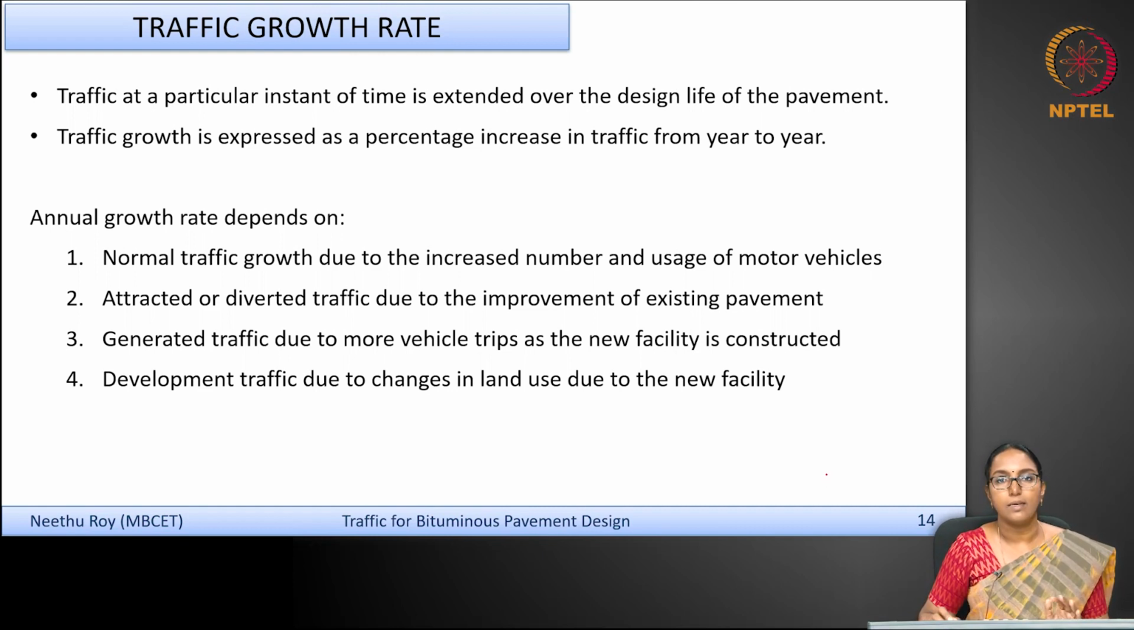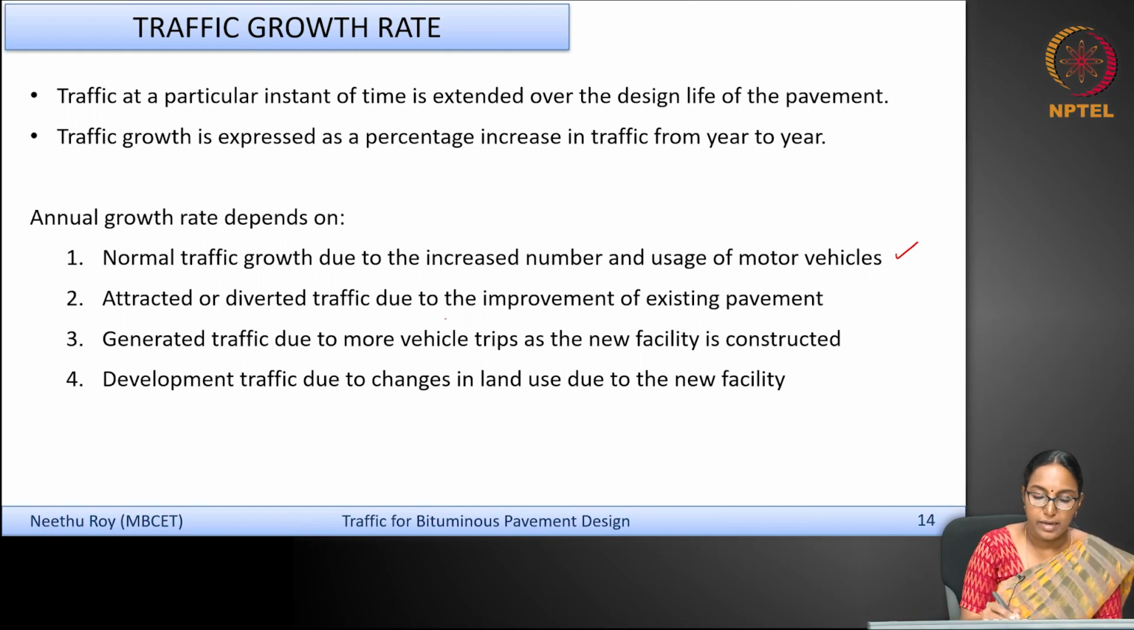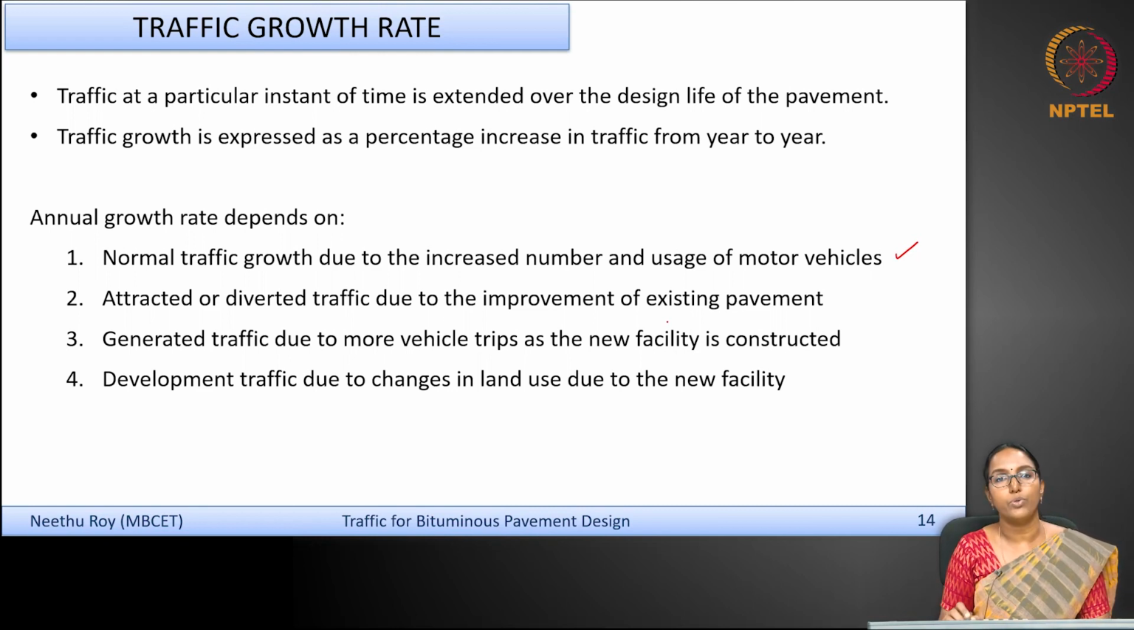The first thing is that there can be a normal traffic growth over the years due to increased usage of motor vehicles. There could be other possible reasons for increase in the traffic growth. One is the attracted or diverted traffic due to the improvement of an existing pavement or due to the construction of a new pavement. It may attract more traffic towards that. So that can contribute to the traffic growth.